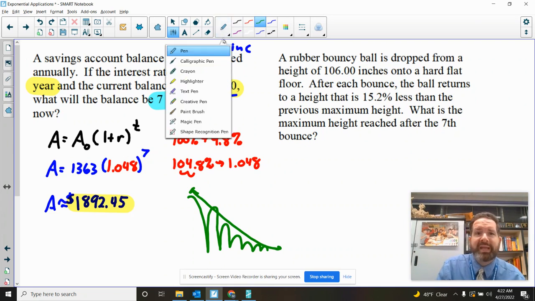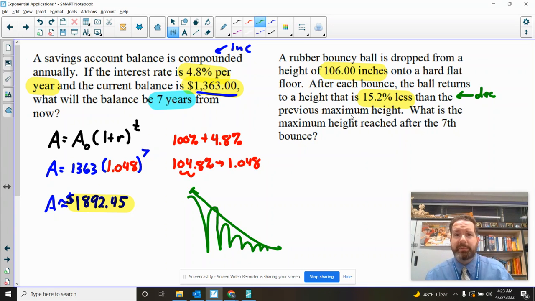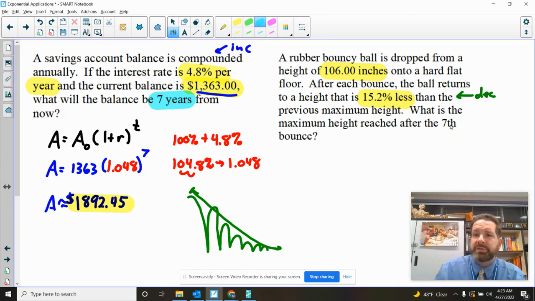So let's see what information we have. We're told that our starting height is 106.00 inches. After each bounce, the ball returns to a height that's 15.2% less. Okay, so there's another reminder. The fact that it says less means we're looking at a decrease than the previous maximum height. What is the maximum height after the 7th bounce? Okay, that 7 is going to matter for us as well. So this time we're measuring time based on number of bounces.